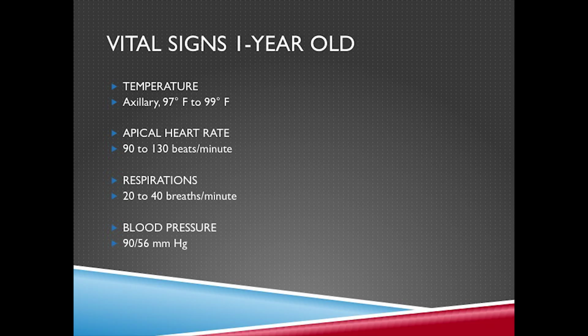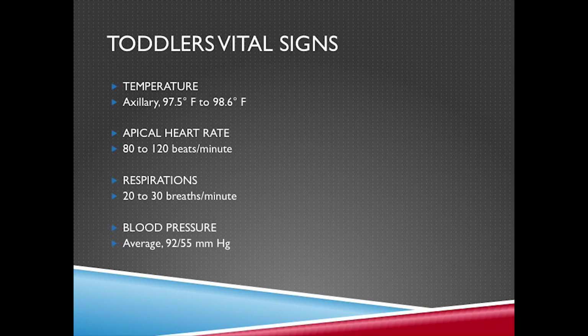Vital signs for a 1-year-old: your axillary temperature, again, you're going to take it under the arm. Normal temperature is 97 to 99. Their apical heart rate is 90 to 130. Their respirations are 20 to 40 breaths per minute. And their blood pressure should be 90 systolic and 56 diastolic.